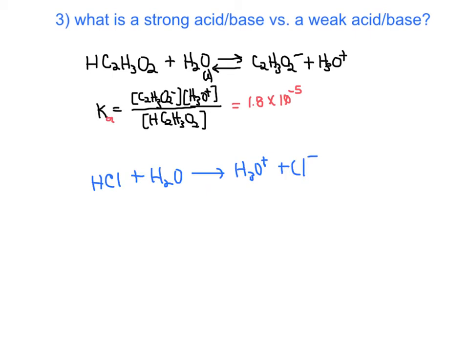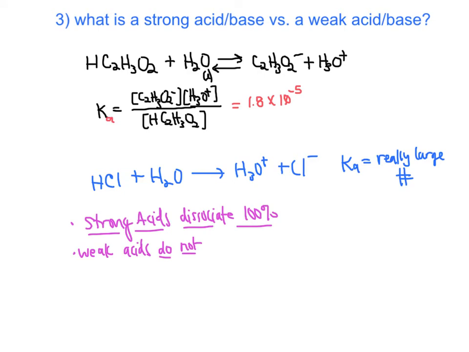And then there's hydrochloric acid, HCl. When I react it with water, it reacts in one direction to produce hydronium and chloride ion, and there is no reverse reaction. So if we were to calculate a Ka for hydrochloric acid, we would end up getting a really large number because hydrochloric acid dissociates to produce these two things and it doesn't go backwards. So you get all products and there are no reactants left in your system. So strong acids will dissociate 100%. There is no equilibrium. And weak acids don't dissociate 100%. So you get an equilibrium and therefore you can have Ka values.